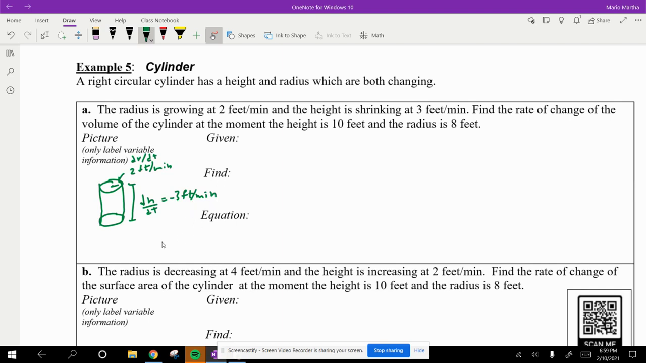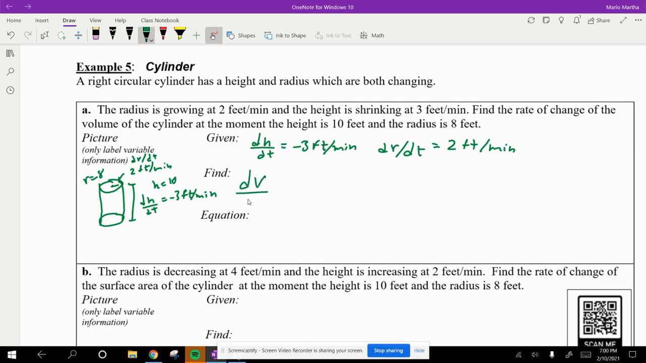And then from there, pretty much we're just going to do again, so we're given instances, right? The height is equal to 10 when this is happening, and the radius is equal to 8 when this is happening. So given is dh/dt, again, that was equal to negative 3 feet per minute. And then we're also given the radius and how fast it's changing, which is dr/dt, which again is equal to 2 feet per minute, right? That one's growing, so therefore it's positive. Okay. And then we need to find the rate of change of the volume of the cylinder.